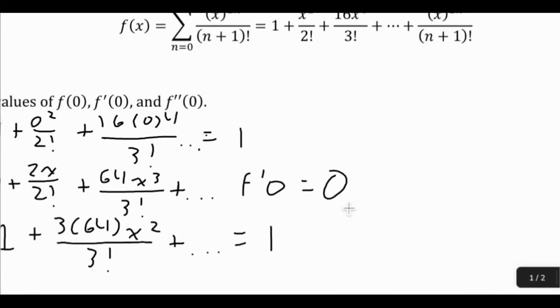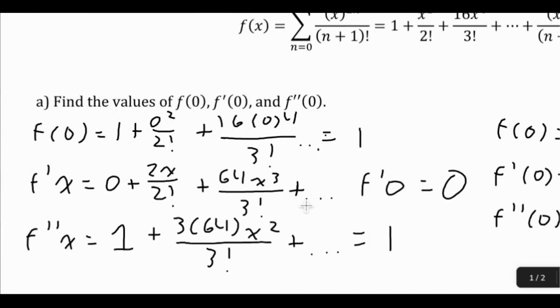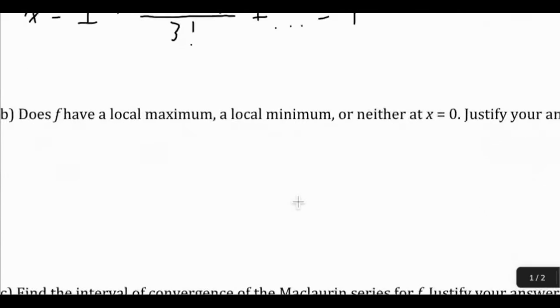So just to write over here, we have f of 0, which is equal to 1. That's an I, not a 1. Whoops. F prime of 0, which is equal to 0. And then f double prime of 0, which is equal to 1. There we go. That's part A of the FRQ done. Let's move on to part B.